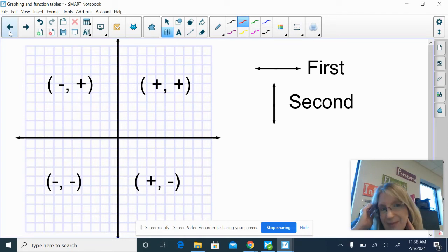It helps me to remember, oh, when X and Y are both positive, they're in quadrant 1. When X is negative, Y is positive, they're in quadrant 2. When they're both negative, they're in quadrant 3. And then the last one, when X is positive and Y is negative, they're in quadrant 4. You always do the across first and the up and down second.